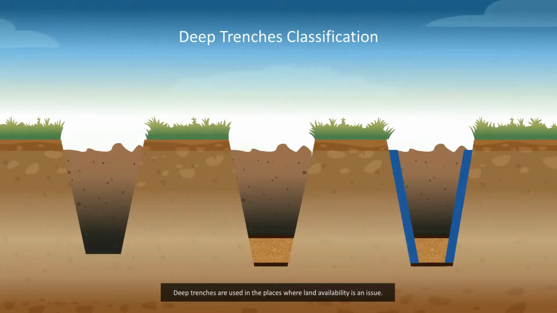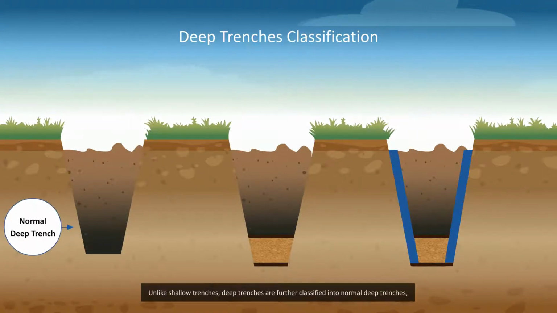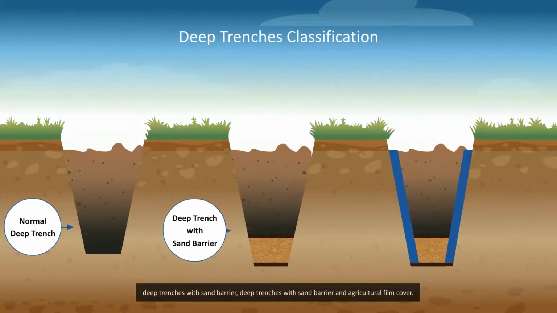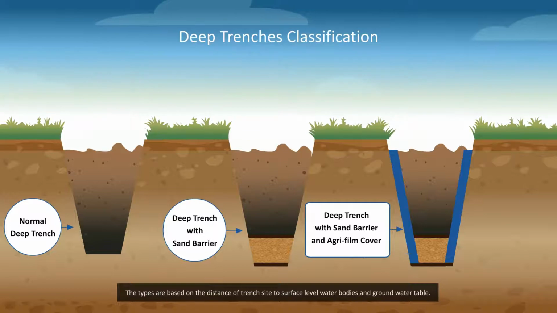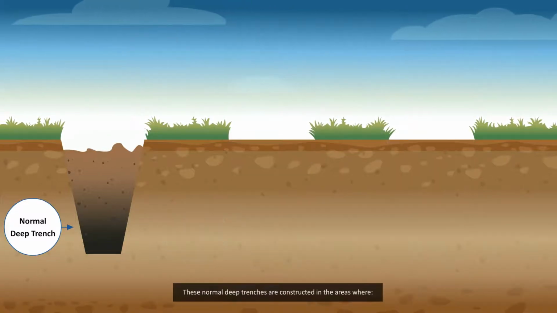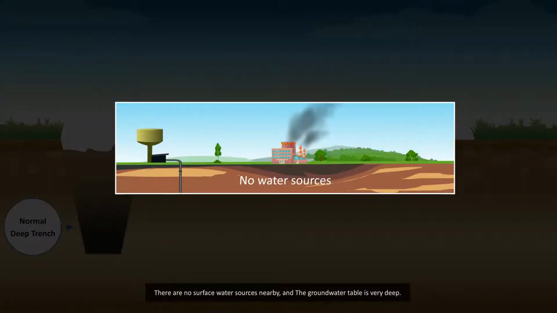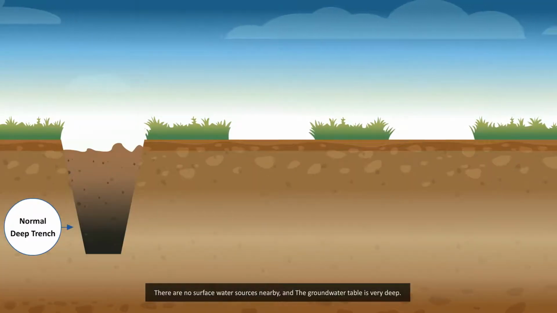Deep trenches are used in places where land availability is an issue. Unlike shallow trenches, deep trenches are further classified into normal deep trenches, deep trenches with sand barrier, and deep trenches with sand barrier and agricultural film cover. The types are based on the distance of the trench site to surface level water bodies and groundwater table. These normal deep trenches are constructed in areas where there are no surface water sources nearby and the groundwater table is very deep.